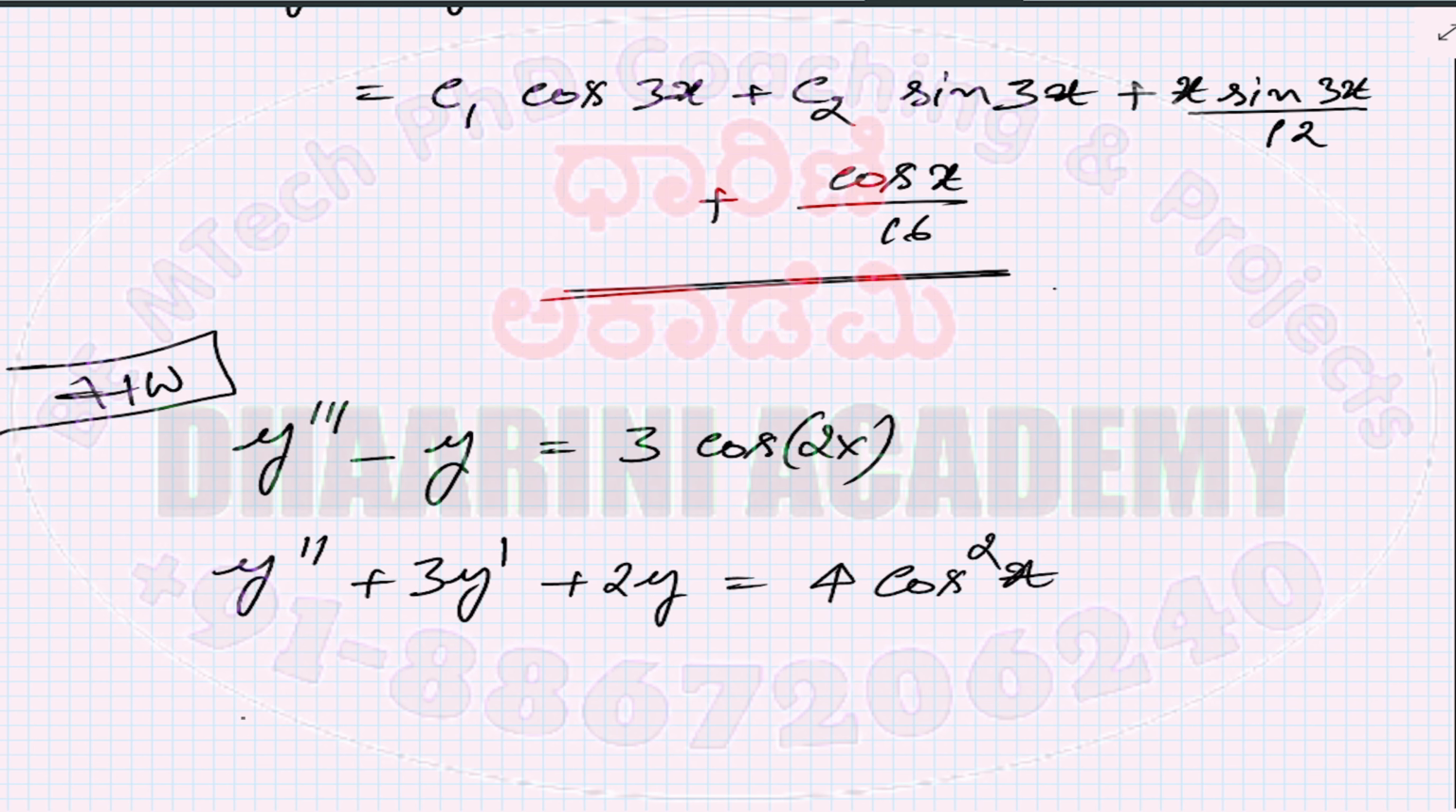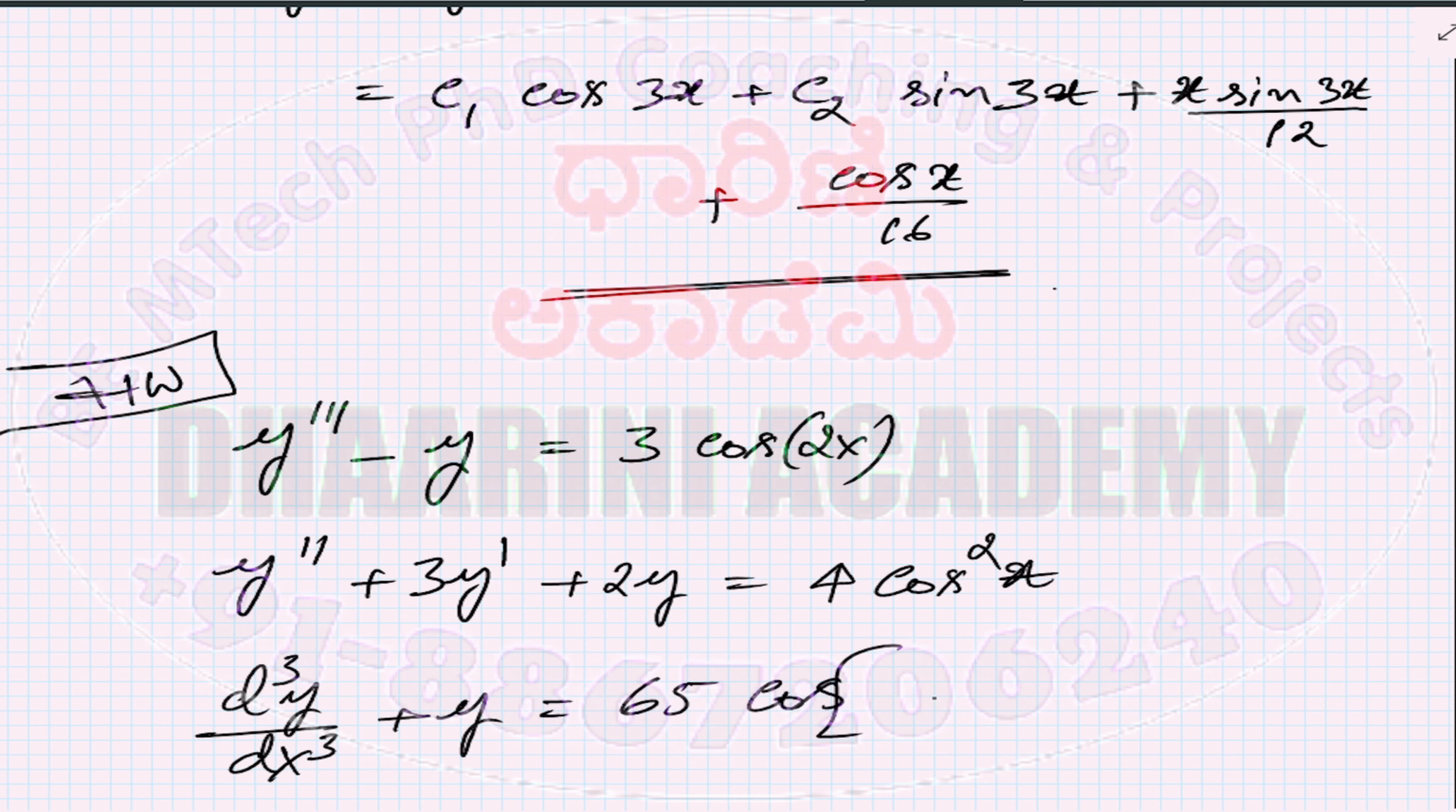And let me give one more question, that is d cube y by dx cube plus y should be equal to 65 times cos 2x plus 1.